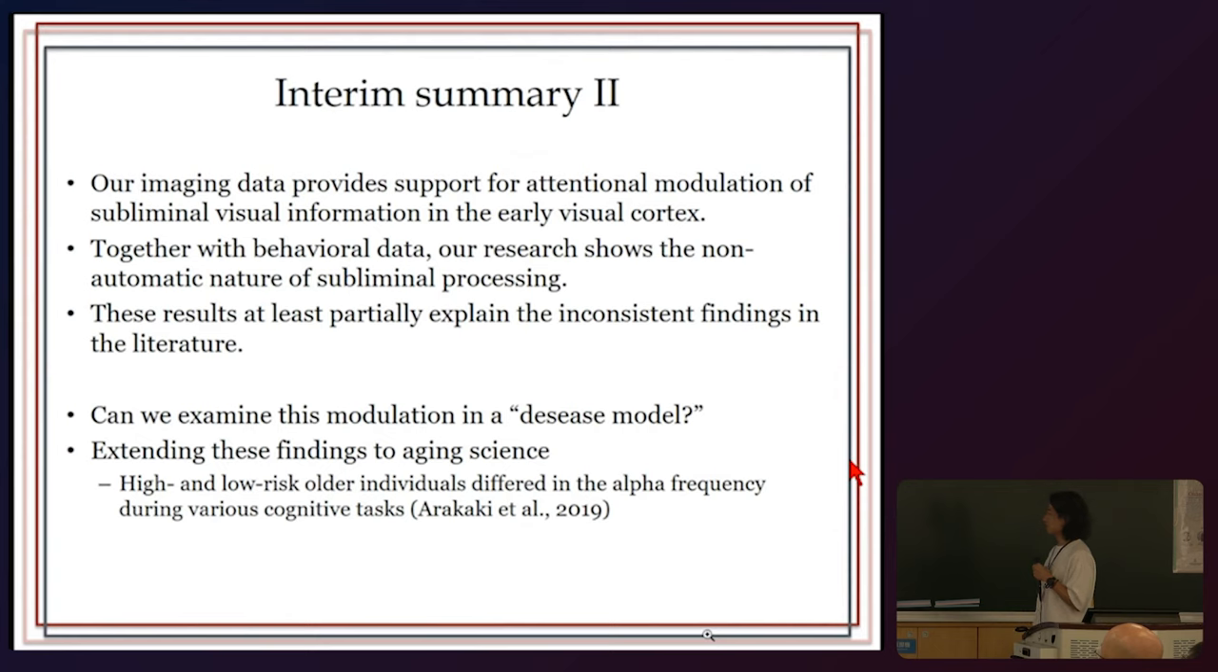Right, so these are older individuals that have higher or lower risk to develop Alzheimer's. And what's nice about these people is they are cognitively healthy, they're normal. This is way before they develop any symptoms. But then, in a lot of different experiments that they did with these individuals, they constantly see that in a demanding task, these individuals seem to utilize a different amount of attention according to what they found in the alpha frequency. Basically, for the high-risk individuals, it seems that they always use more.